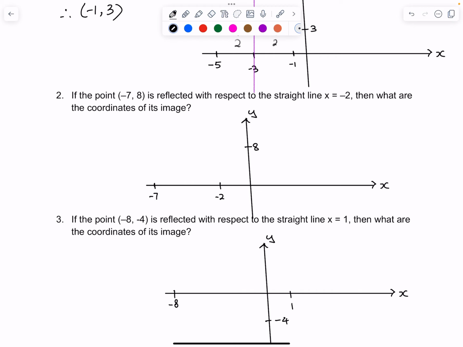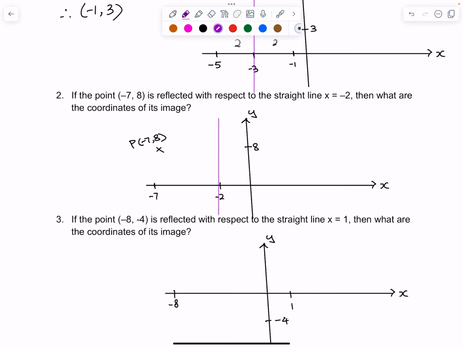So I will draw it somewhere here. Let's say point (-7, 8). What happened to it? It's again a reflection. There's a mirror at the straight line x = -2. So x = -2. Where are you? Somewhere here.